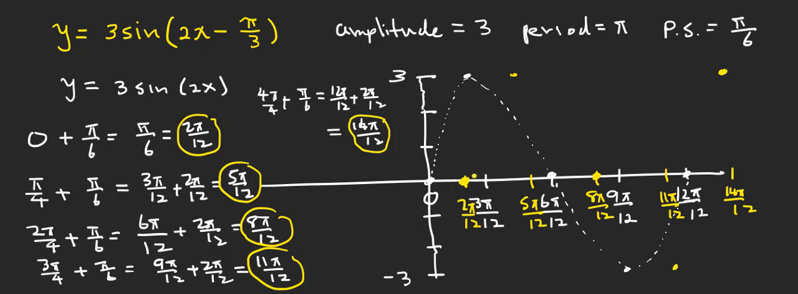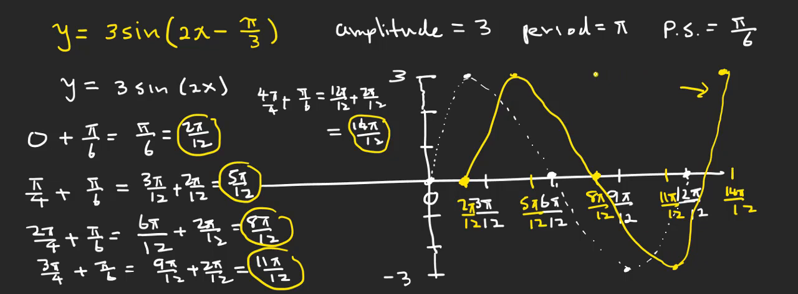So now you draw a nice smooth curve. Okay, you could do a better job than I did, but you get the idea. So this is the graph of y equals 3 sine of quantity 2x minus pi over 3.